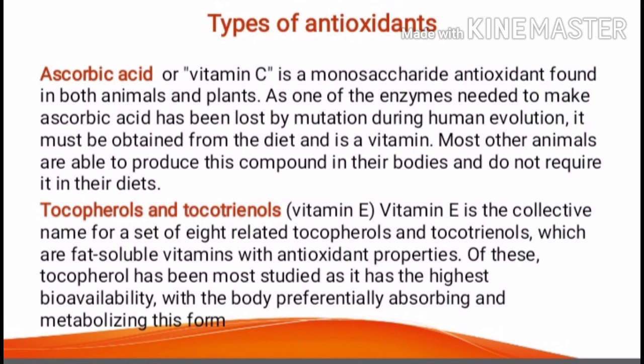Of these, alpha tocopherol has been the most studied as it has the highest bioavailability, with the body preferentially absorbing and metabolizing this form. It has been claimed that the alpha tocopherol form is the most important lipid-soluble antioxidant, and that it protects the membrane from oxidation by reacting with the lipid radicals produced in the lipid peroxidation chain reaction.